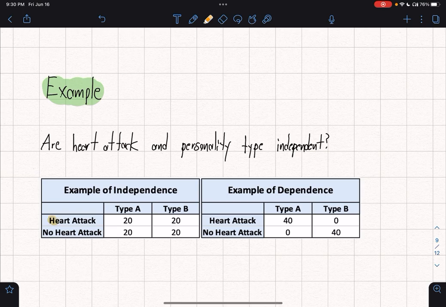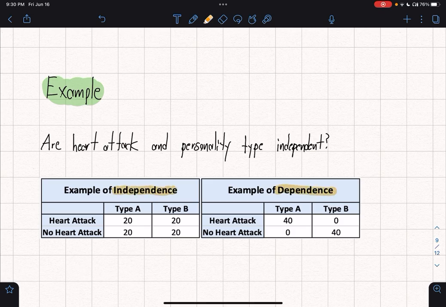So we are looking at heart attack versus no heart attack. It's suggested that people with the type A personality might be more at risk of a heart attack, perhaps because of that intense, irritable personality type. But I just want to highlight the difference between independence and dependence.